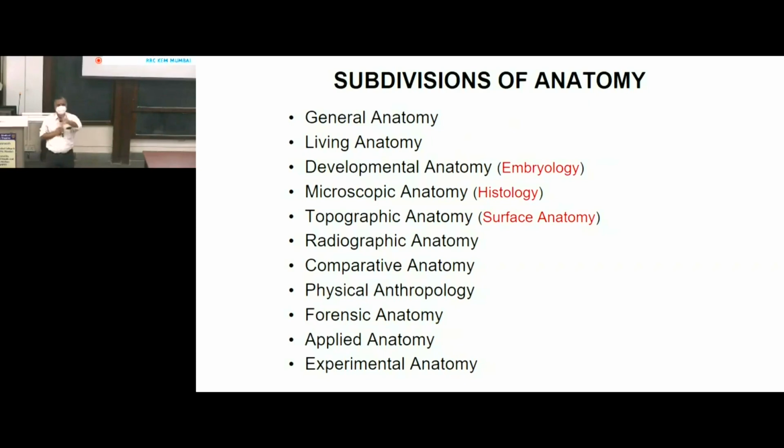Topographic anatomy. Topography is surface. Whatever we can see and feel on the surface is topographic anatomy, and that's why it's also called surface anatomy. So you will be asked to learn about how internal structures can be projected on the surface.